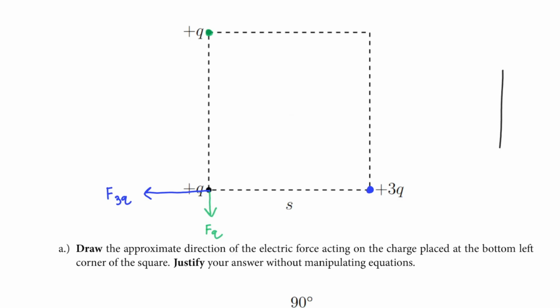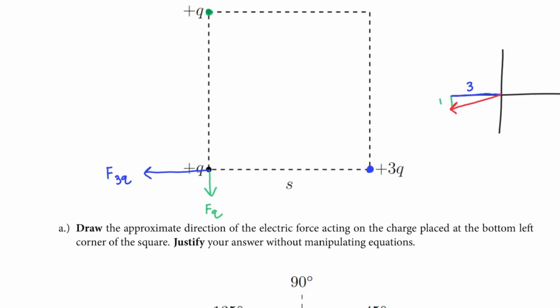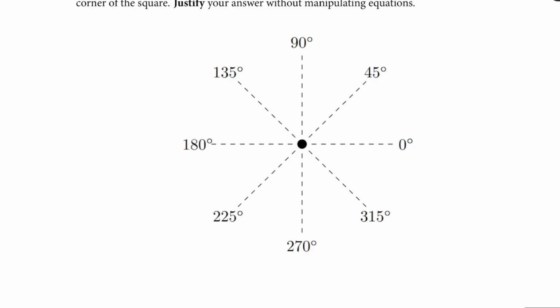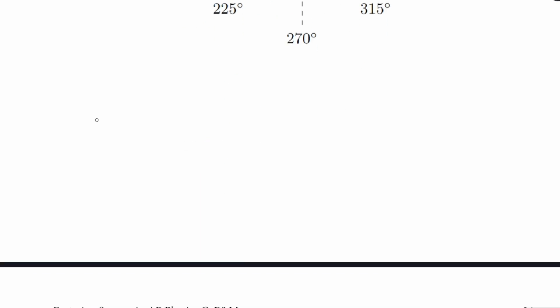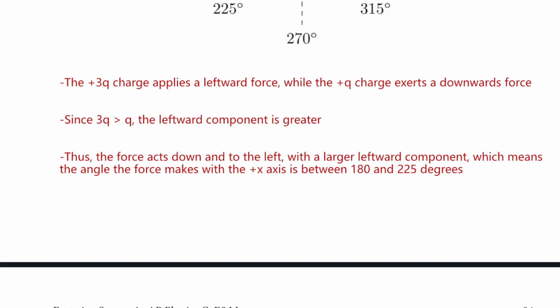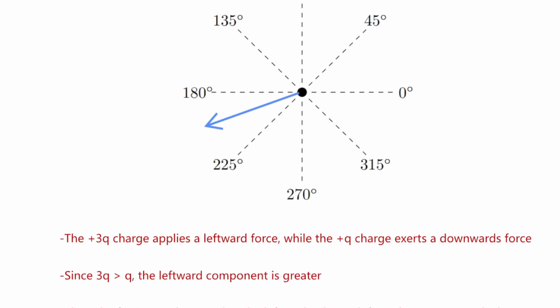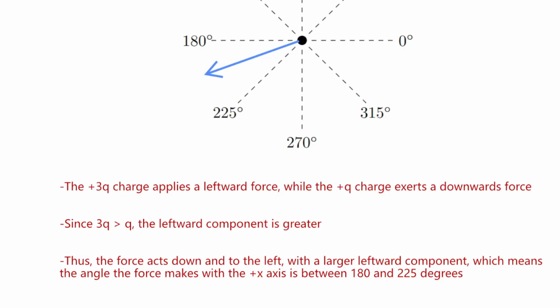Because really what we've just figured out is that our net force is going to be sort of 3 ticks left, but only 1 tick down. So we can see that we're definitely well above that 45-degree line in quadrant 3. So that is going to place us anywhere in sort of this region. And we can reason through it just like we did here. 3Q charge pushes left, plus Q charge pushes down. 3Q is bigger, so the leftward component is bigger. So therefore, it's a down and left force, but the left component is bigger.